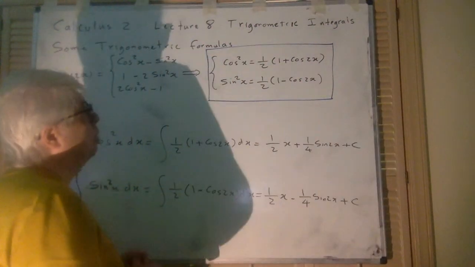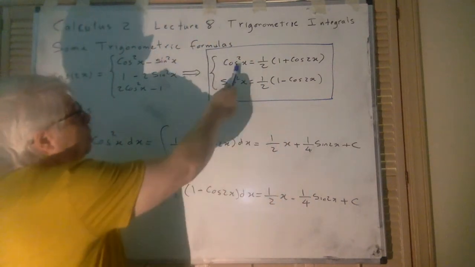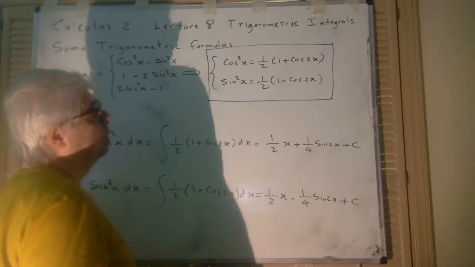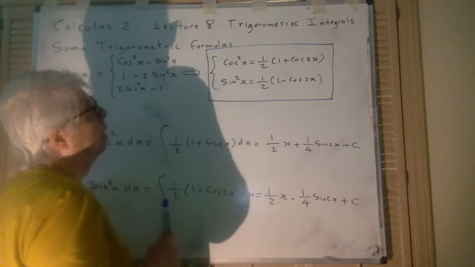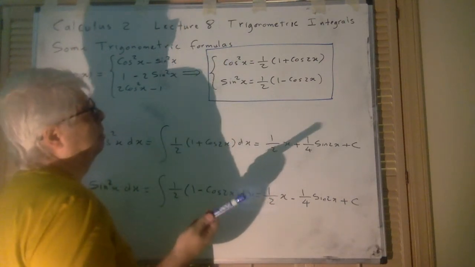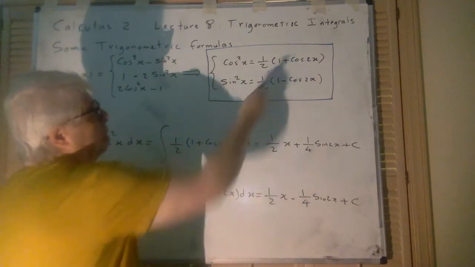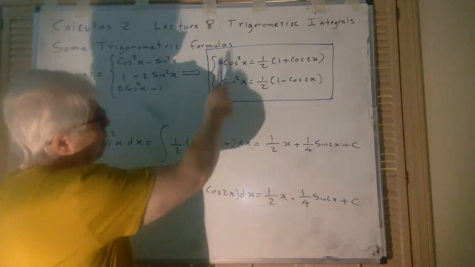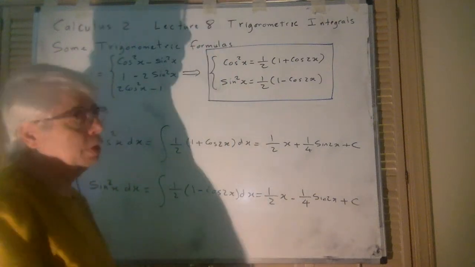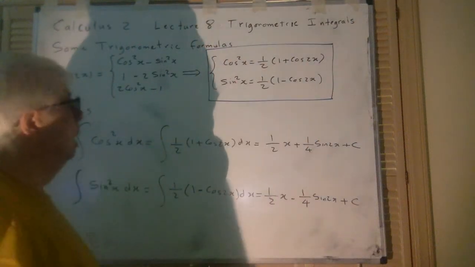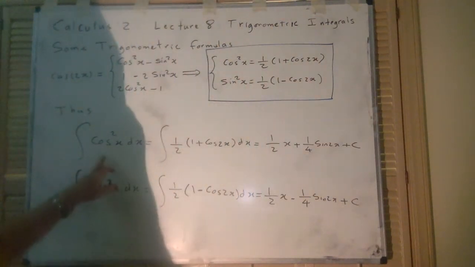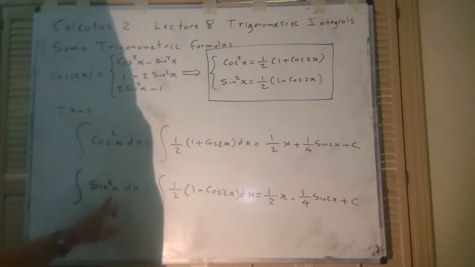Now what is special about these two? As you see, this reduces the exponent. So this is like degree 2 and this is degree 1 in a sense. So this identity reduces the exponent. Now, using those two identities, we can integrate cosine squared x and sine squared x.